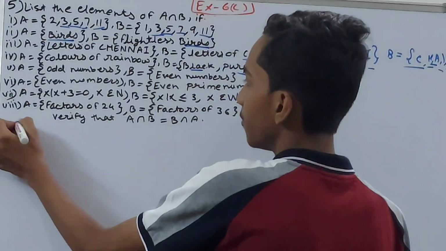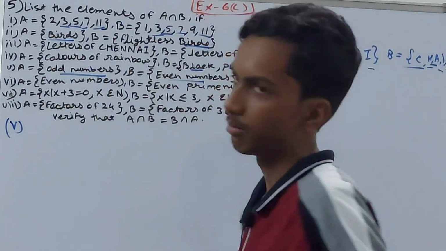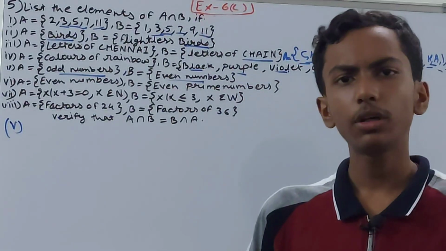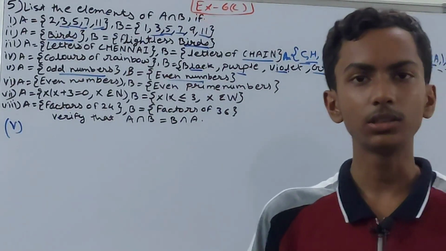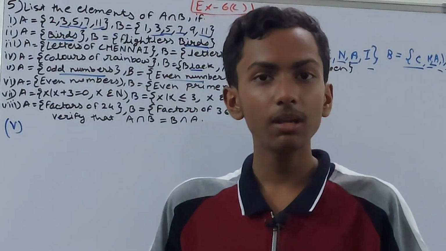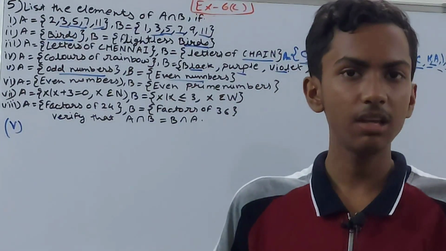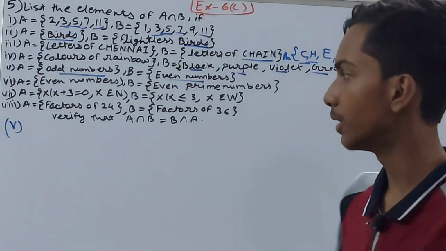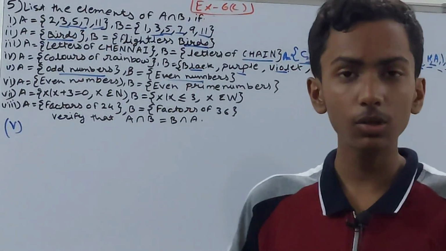Okay, you have in the 5th part, A equals to odd numbers, B equals to even numbers. So I'm pretty sure you might know what is odd, it is not even. What is even, it is not odd. That means any even number cannot be taken as an odd number, and any odd number cannot be taken as an even number. This is very common, right? It's general logic. So that means no elements will be common in these 2 sets, yes or no?